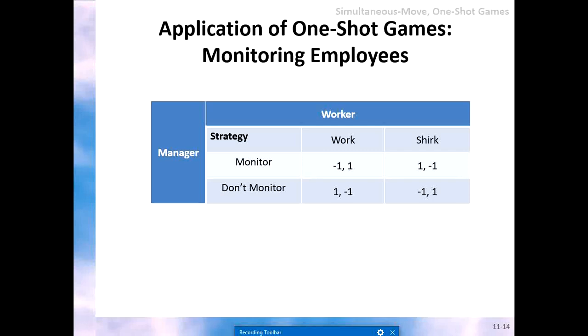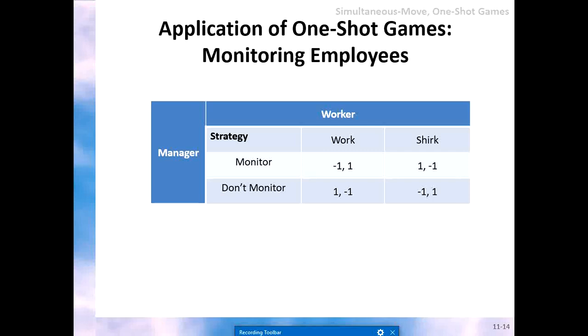But if the manager monitors and the worker was shirking, the manager will get 1 payoff, meaning he monitored and he caught someone, and the worker will get -1 because he got caught. And if the manager does not monitor and the worker was working, the manager will get 1 because he didn't spend time monitoring, but the worker was working. In this case, the worker will get -1 because he could have shirked since the manager didn't monitor.